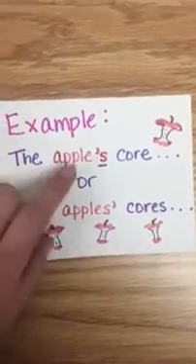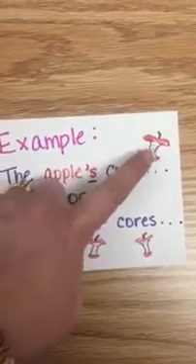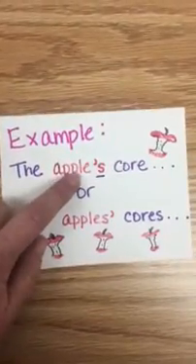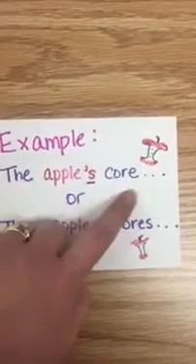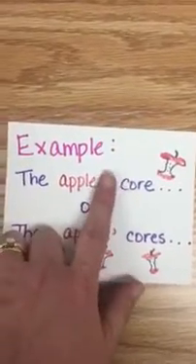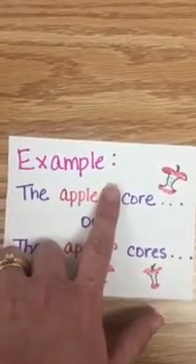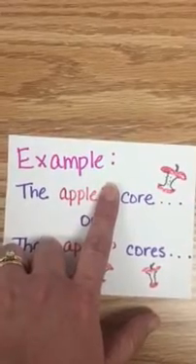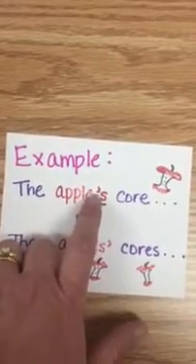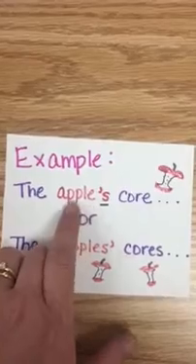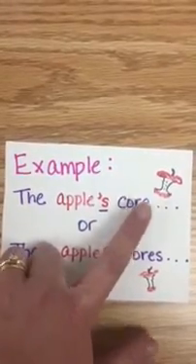So an example of this would be like with an apple. Let's say we have one apple here, like this one that's pictured. You have an apple, the apple has a core. It is the apple's core. Now notice because there's one apple, if I cover that up, the S is not part of the word because it's only one apple. The apple is singular. So we'd add the apostrophe and the S to show the ownership that the apple owns the core.